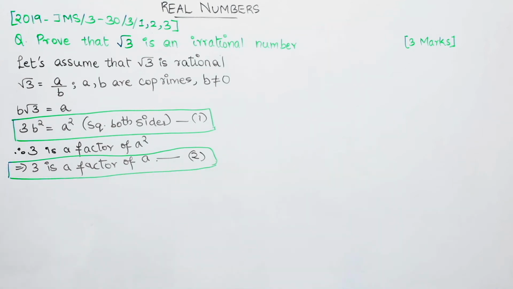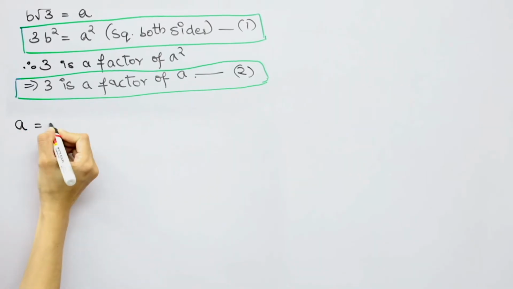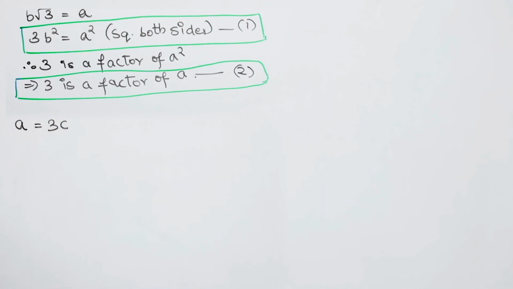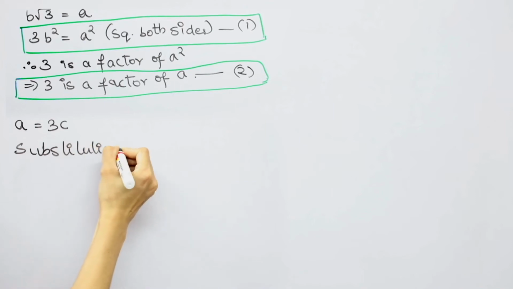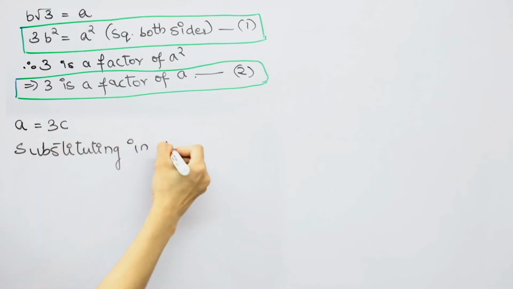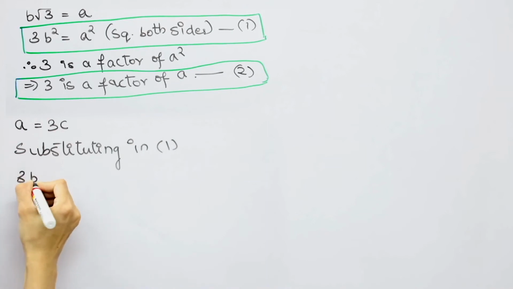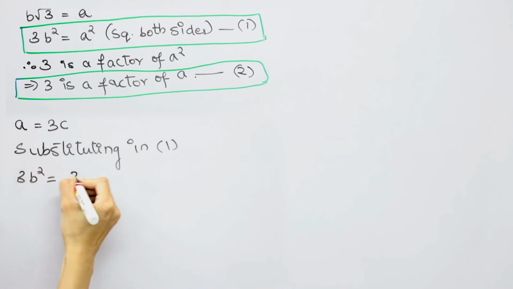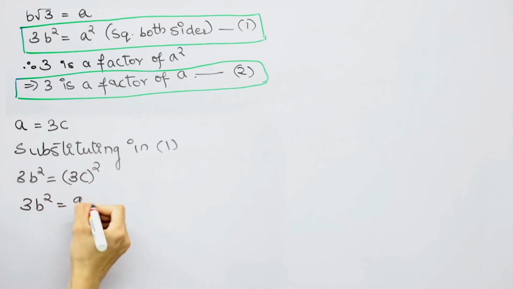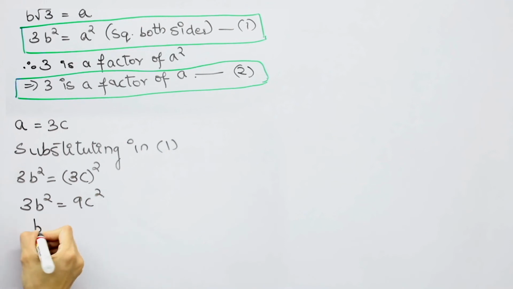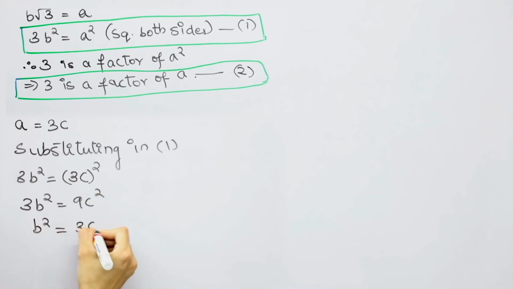Since 3 is a factor of a, there should be a number c such that a is equal to 3c. So let's substitute this value of a in equation 1, which is 3b square equal to a square. Substituting, we get 3b square is equal to 3c the whole square. So this becomes 3b square equal to 9c square. On cancellation, we get b square equal to 3c square.